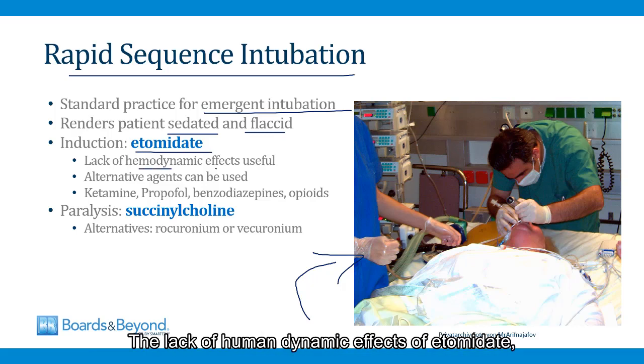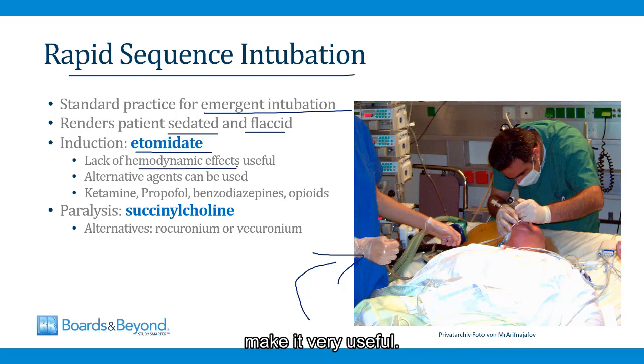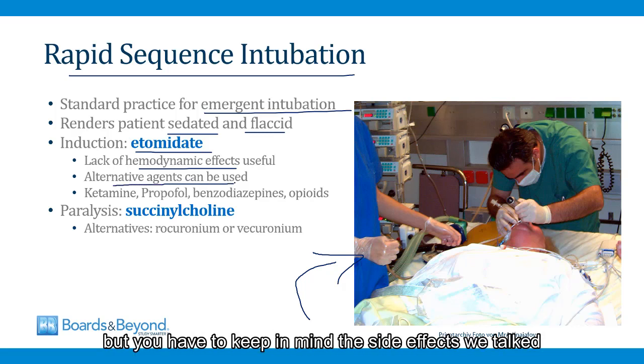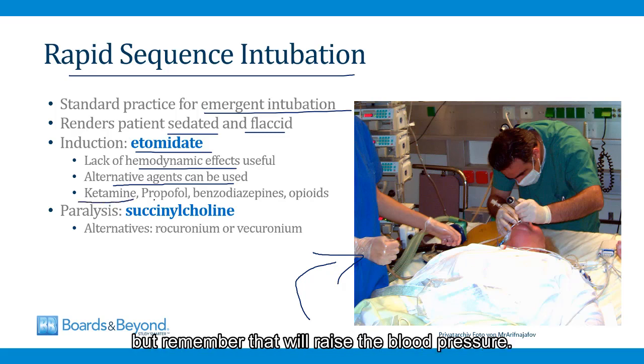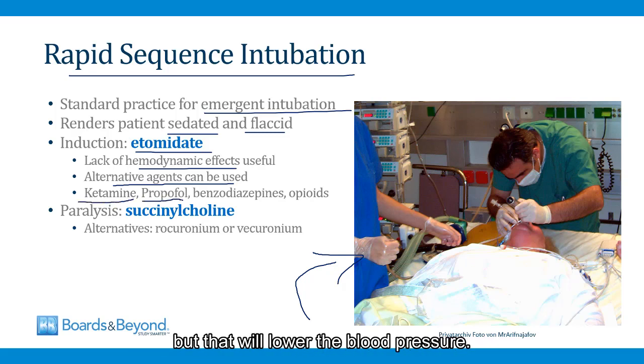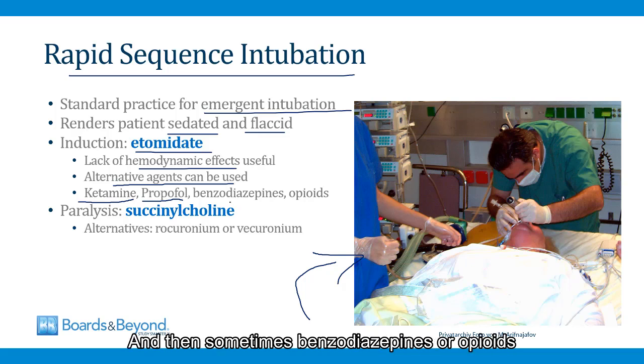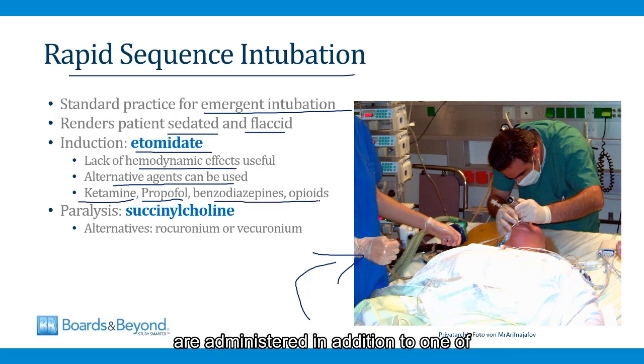The lack of hemodynamic effects of etomidate make it very useful. This drug will not drop the blood pressure. It also won't raise the blood pressure if the patient has comorbidities that make high blood pressure intolerable. If you don't have etomidate available, you can use alternative agents, but you have to keep in mind the side effects we talked about previously. So you can use ketamine, but remember that will raise the blood pressure. You can use propofol, but that will lower the blood pressure. And then sometimes benzodiazepines or opioids are administered in addition to one of the induction agents.